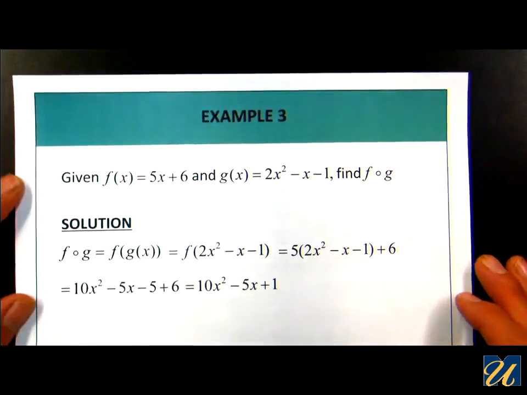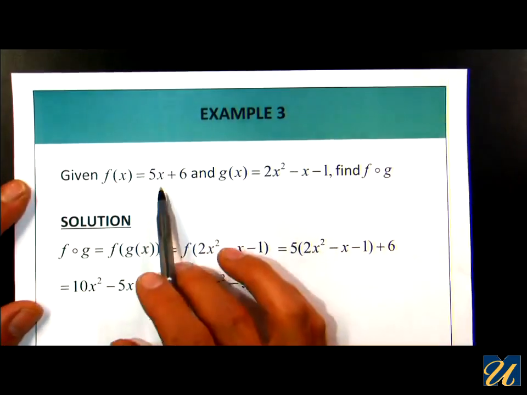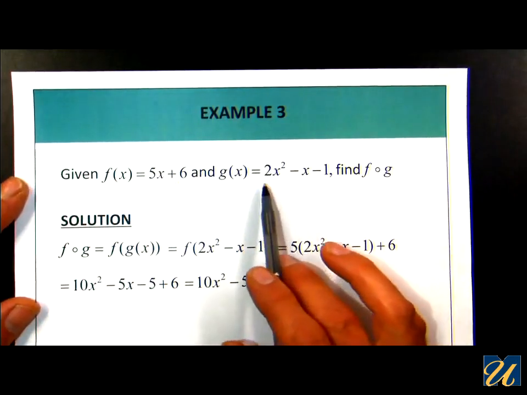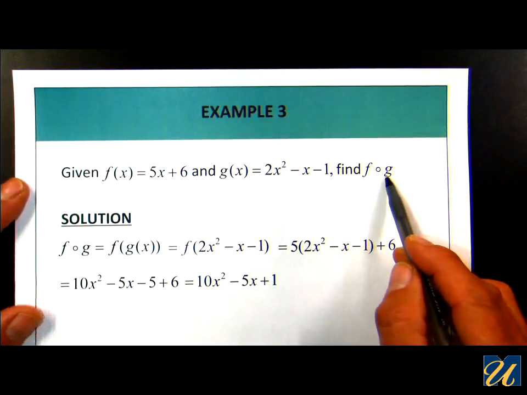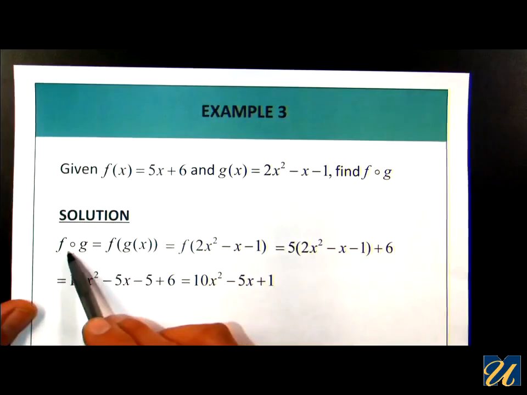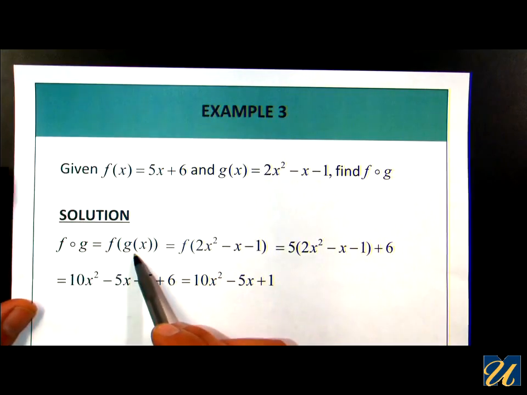Example 3. f is the linear function 5x plus 6. g is the quadratic function shown. Find f compose g. The first thing I would do is take the ambiguous notation and write it with the notation that provides more understanding.